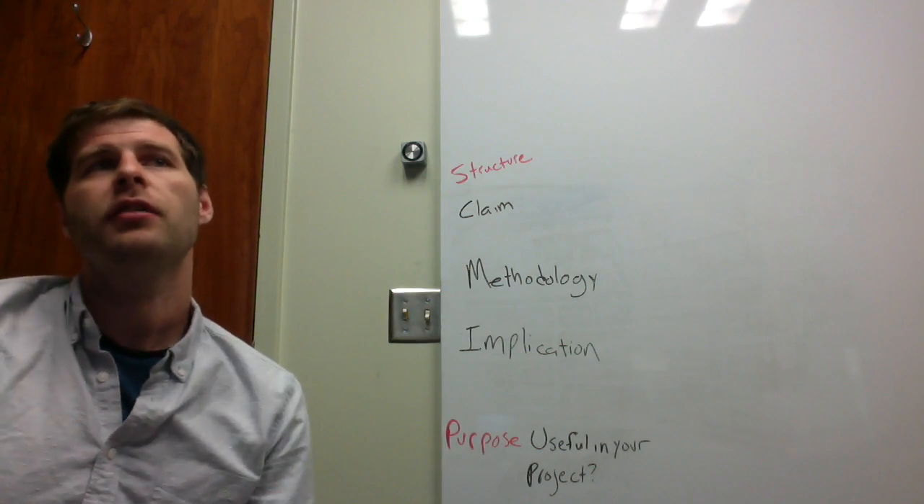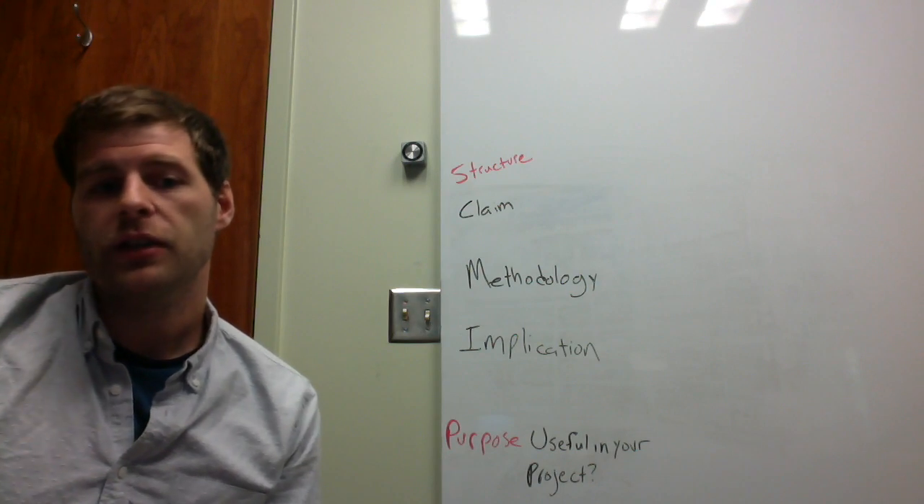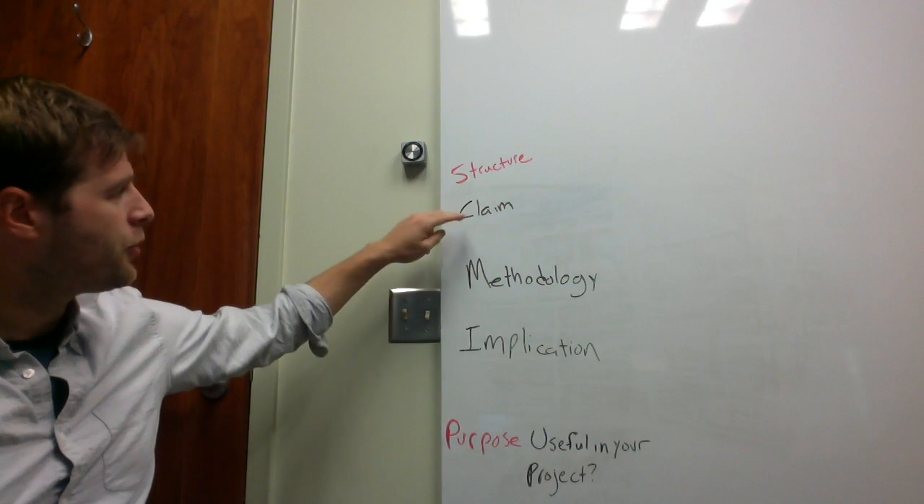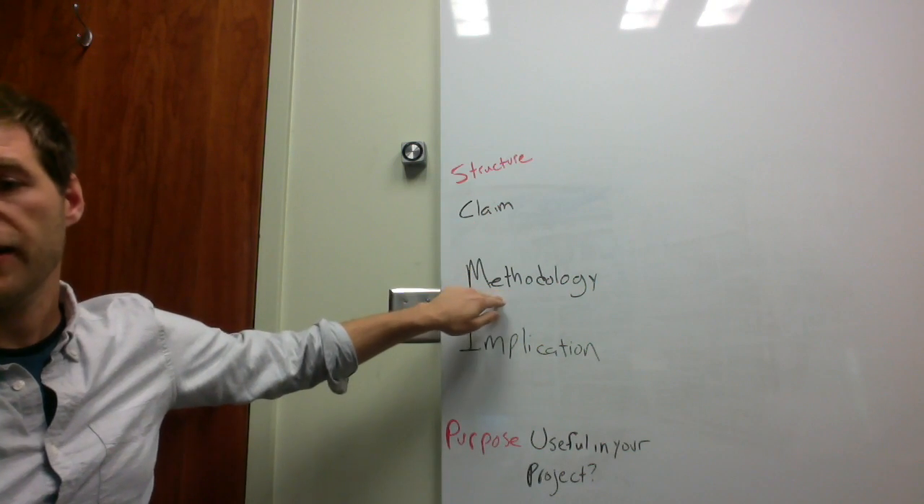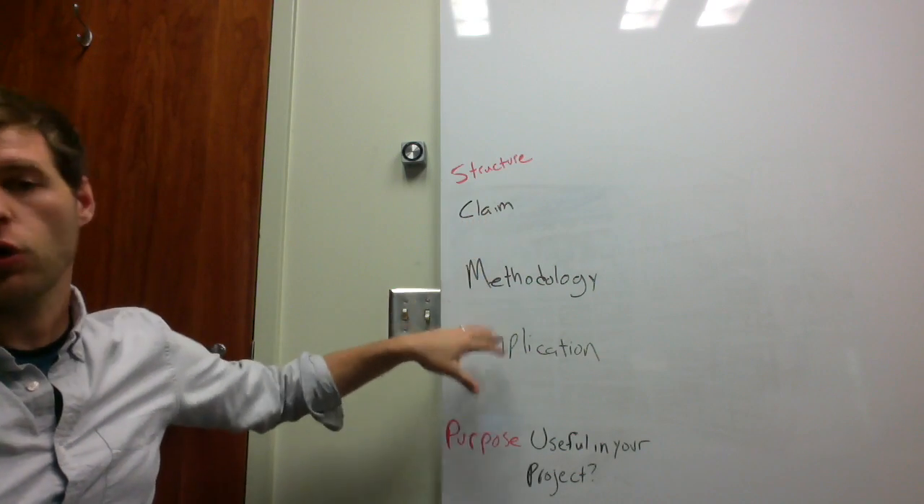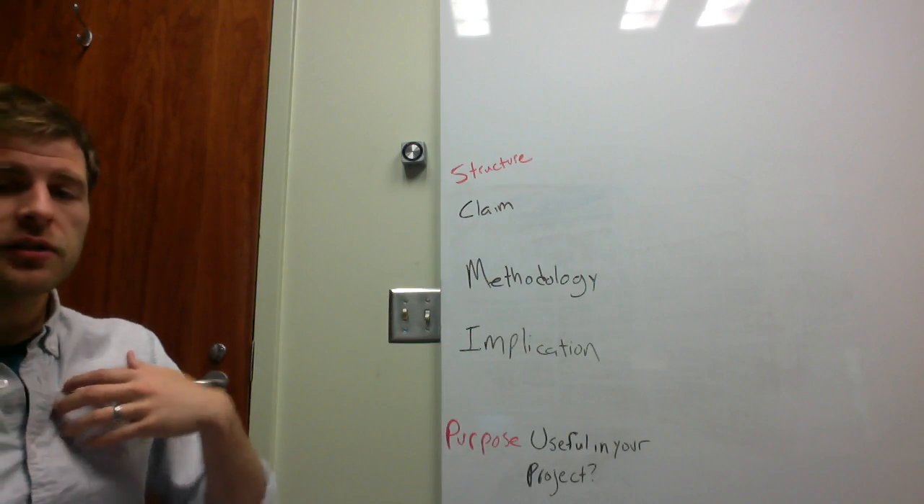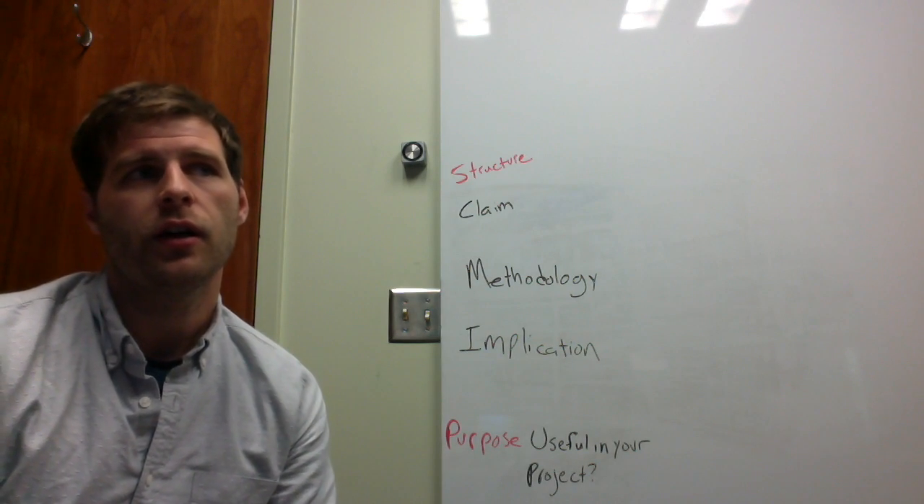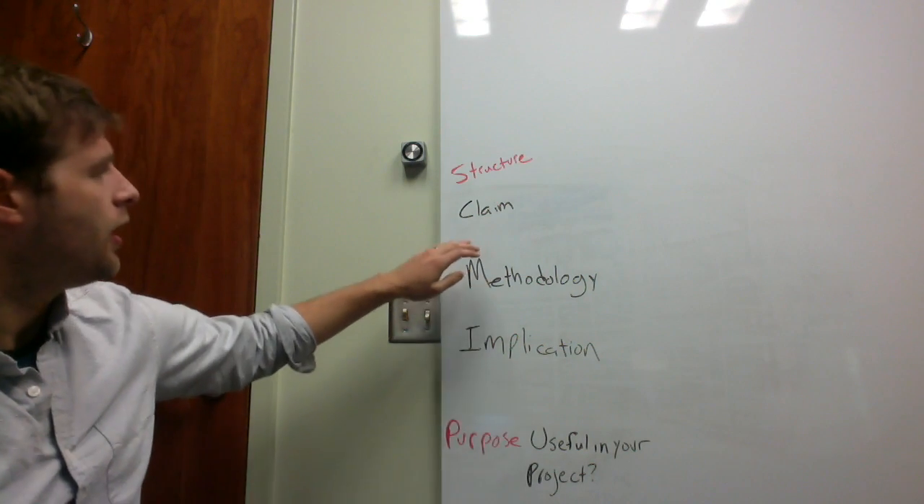I'm going to assign them out. I'm going to give them 10 to 15 minutes to find an article, and then I want you to analyze it. I want you to identify its claim. I want you to identify its methodology, and I want you to identify its implication for your particular research. How does this change your research? How does this make a contribution to the scholarly conversation?